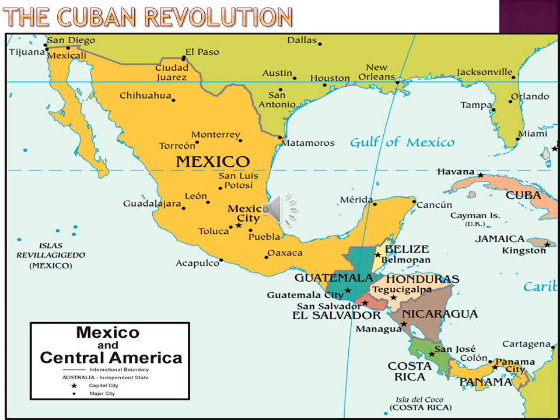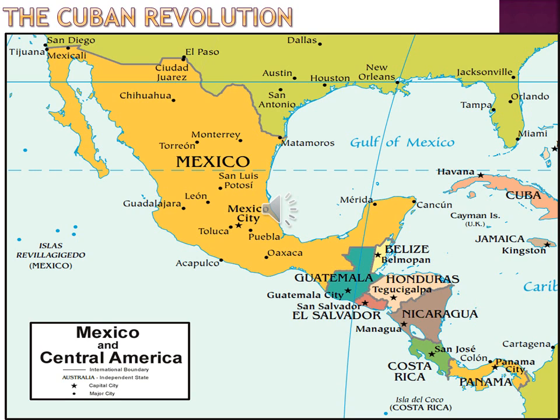Next is the Cuban Revolution. So the United States had its satellite states. Satellite state means formally they are independent in the world, but they were under heavy political, economic, and military influence or control from another country.